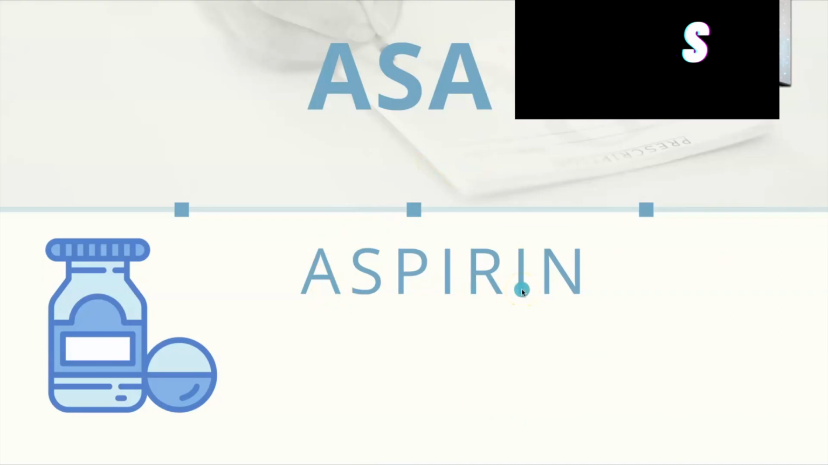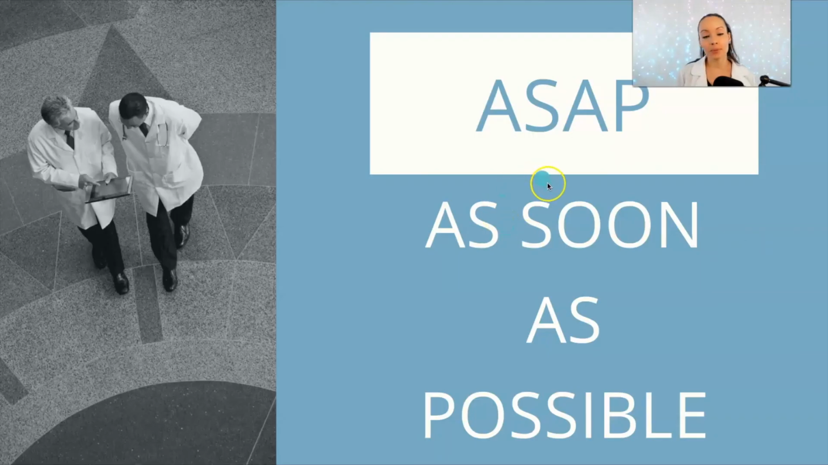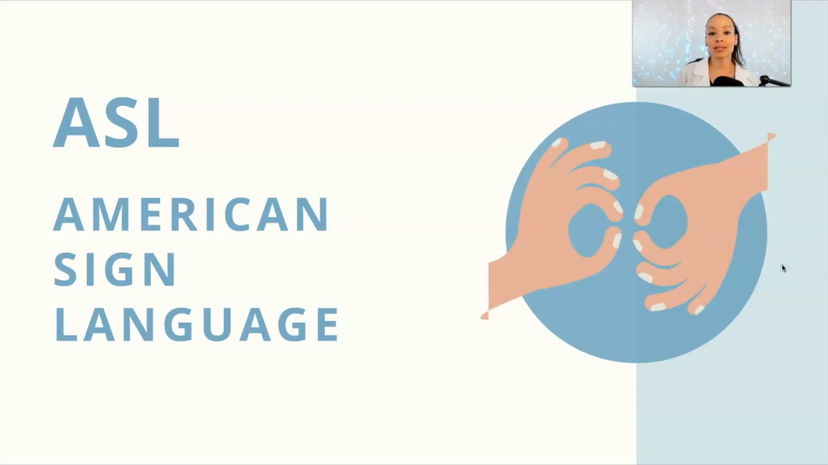ASA is aspirin. So if you see, for example, on a chart that their allergy is ASA, that means it's aspirin and aspirin-containing products. ASAP, I'm sure you know this one. It's as soon as possible. ASL is American Sign Language.